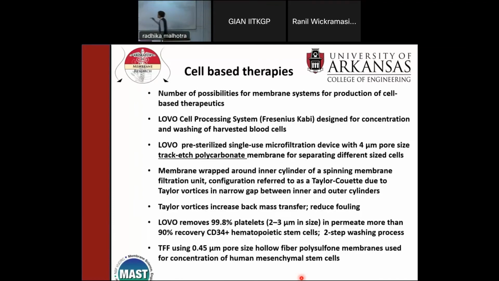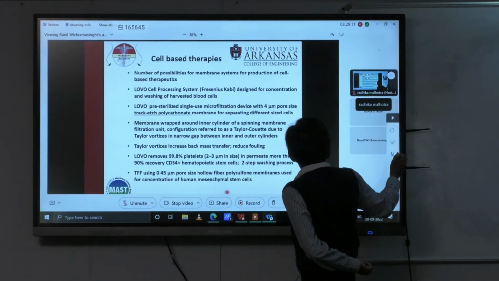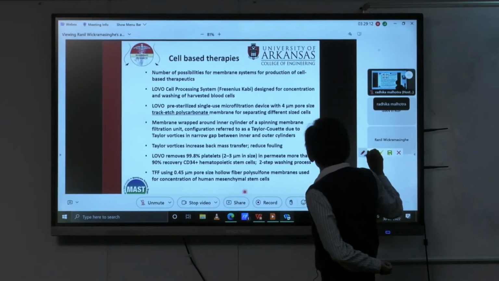So a number of possibilities exist for membrane separation in cell-based therapies. One is this so-called LOVO, a cell processing system by Fresenius, designed for concentration and washing of harvested red blood cells. It's a membrane process. A novel pre-sterilized single-use microfiltration device with large pores. The pore size is about 4 microns.